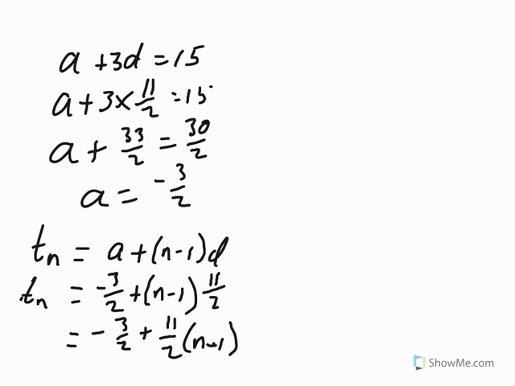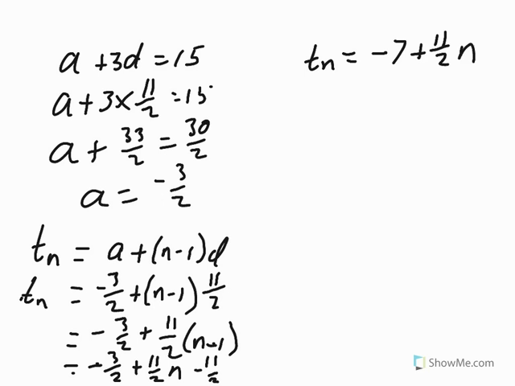Now, we can, of course, expand that out. So if we expand that out, we've got negative 3 over 2 plus 11 over 2 n minus 11 over 2. Minus 3 minus another 11 is negative 14 over 2, which is negative 7, plus 11 over 2 n.